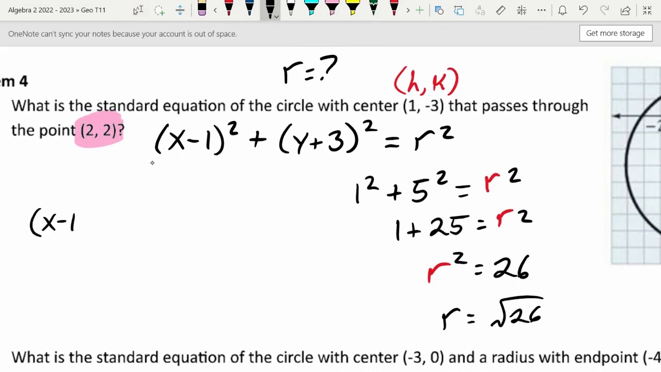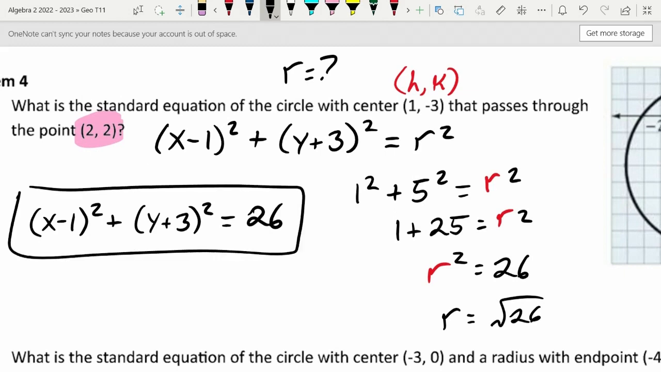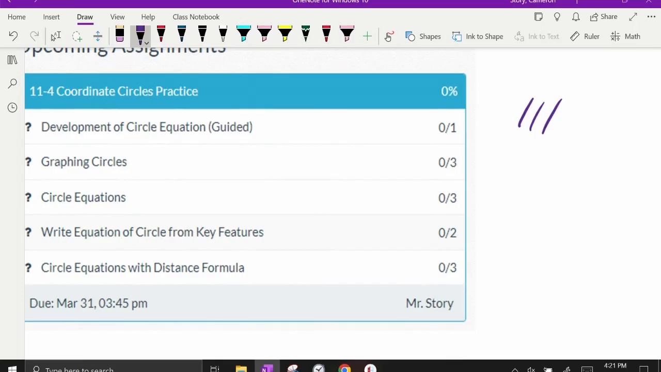So our final equation is going to be (x minus 1) squared plus (y plus 3) squared equals r squared, which is 26. And you can check this by typing it into Desmos.